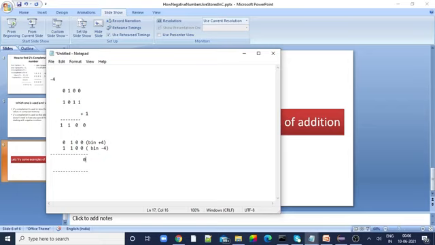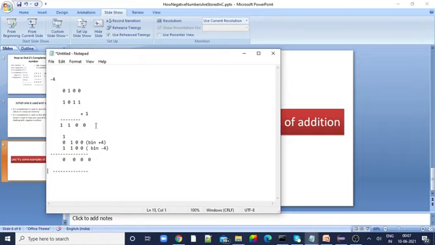So 0, 0, 1 plus 1 will be 0 and 1 will be carried over. So 1 plus 1, I'm going to get 1, 0. This carry forward I'm going to neglect. So we got the value of 0.